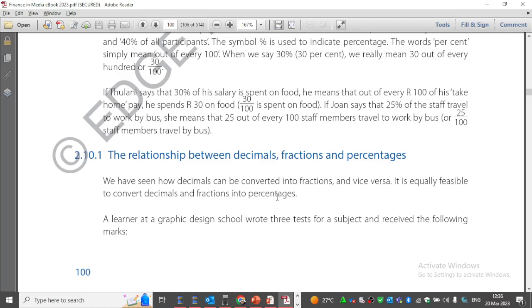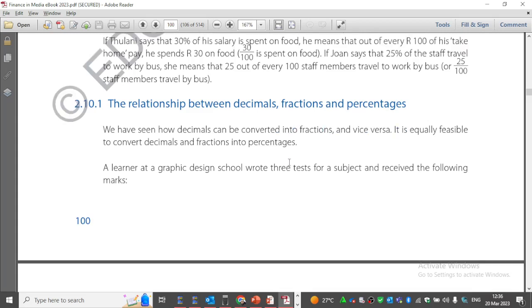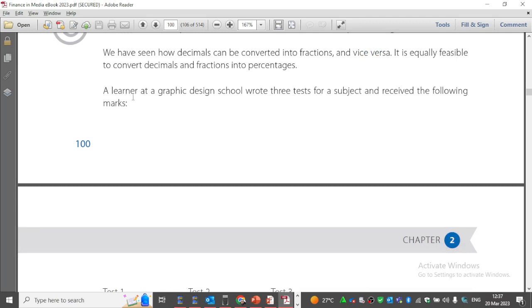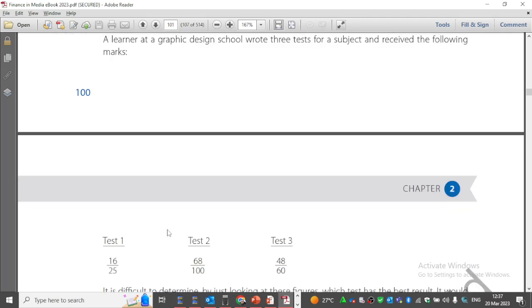We're going to make an example below, and from the example we'll see how the relationship between decimal, fraction and percentage works. The example says that a learner at a graphic design school wrote 3 tests for a subject and received the following marks. Test 1. It says that a learner at a graphic design school wrote three tests for a subject.